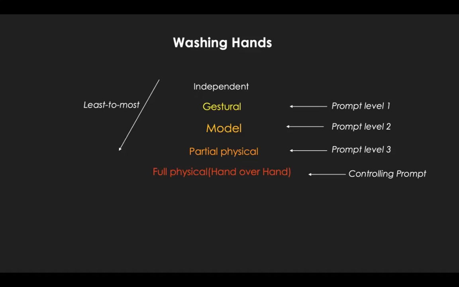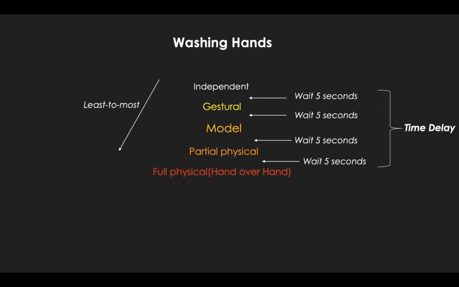So with least to most prompting, this usually all happens within one teaching trial, and usually within a matter of seconds or minutes. And it's often paired with a time delay. So let's look at the time delay. Time delay means a specified amount of time will be waited before moving on to the next prompt level. So this helps to encourage least restrictive teaching and independence. And it's very important for avoiding prompt dependence.